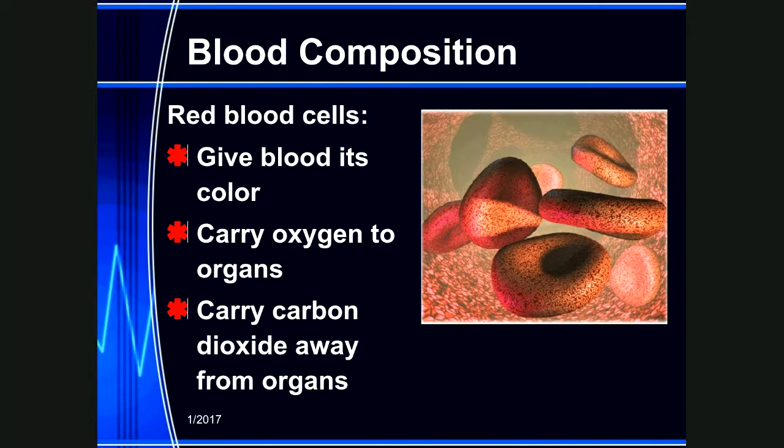So the composition of blood: the adult human has roughly 5 to 6 liters of blood in it. Blood is made up of plasma, red blood cells, which gives it its color, white blood cells, and platelets. Red blood cells give it its color, help carry oxygen to the organs, and carry carbon dioxide away from the organs.